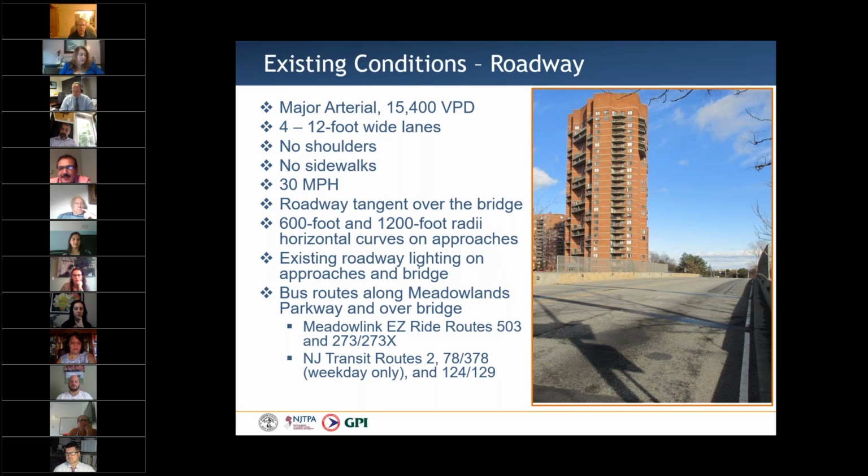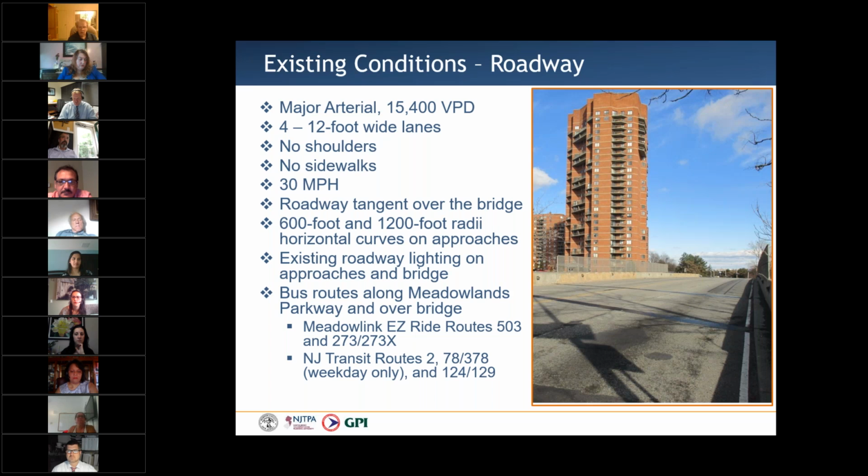Meadowlands Parkway is classified as a major arterial, carrying an average of 15,400 vehicles per day. On the bridge, there are 2 12-foot wide lanes in each direction with no adjoining shoulders or sidewalks on the bridge or the approaches to the bridge. The posted speed limit is 30 miles per hour.